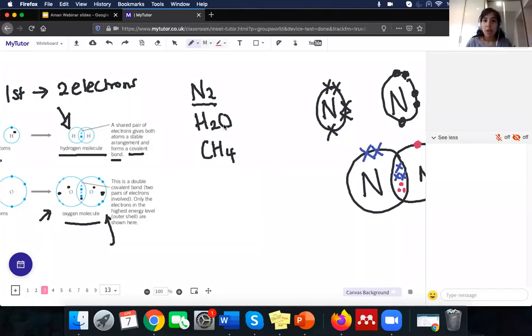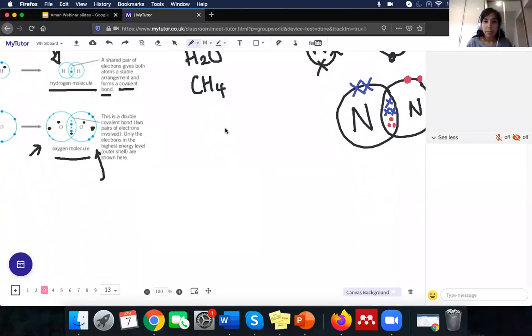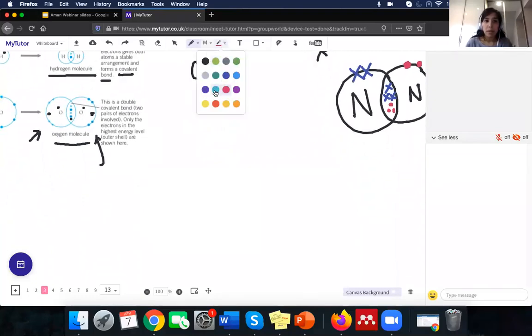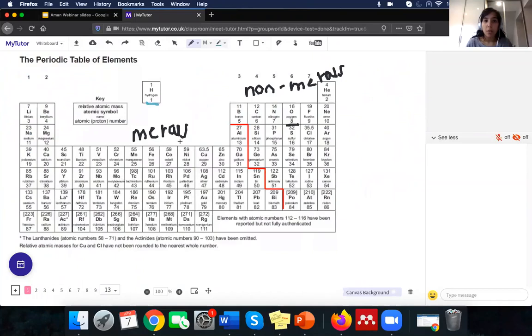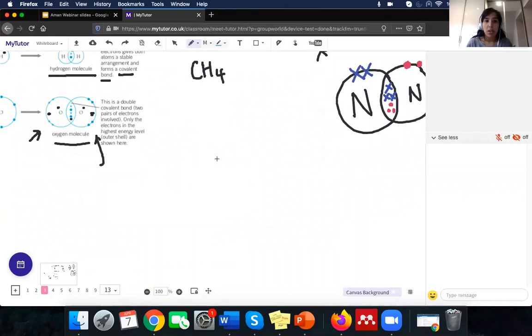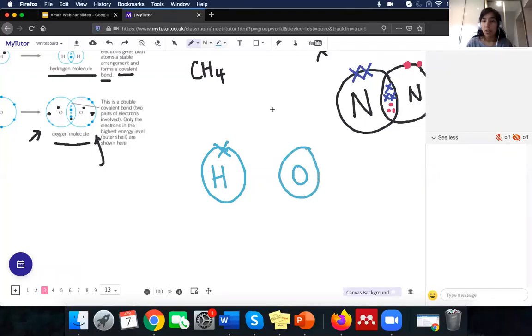Okay, let's have a go at drawing water. So if we go to our periodic table, we know hydrogen has an atomic number of 1 and oxygen has an atomic number of 8. So hydrogen is just going to have 1 electron in its outer shell, and oxygen will have 2 in the inner shell, and on its outer shell will have 6. 2 plus 6 is 8.